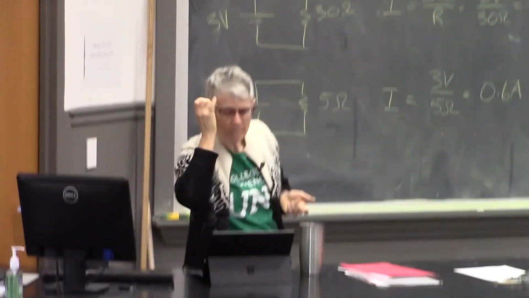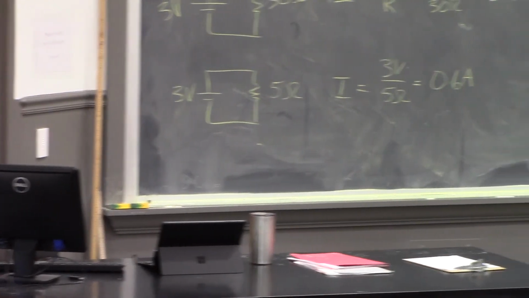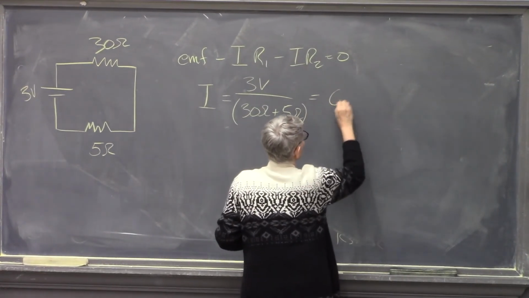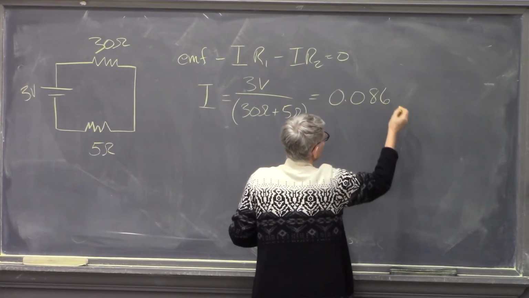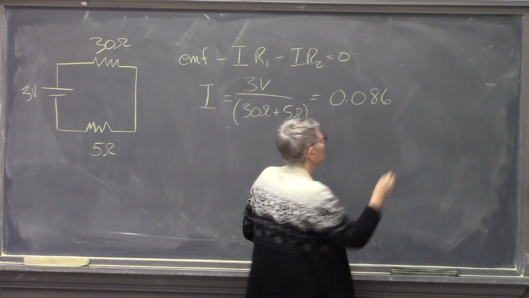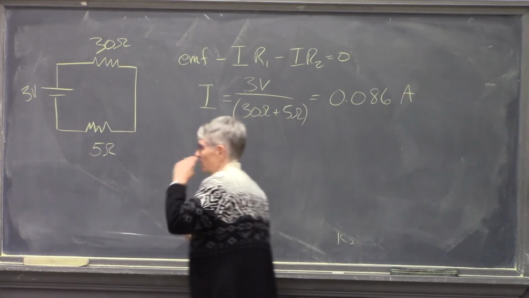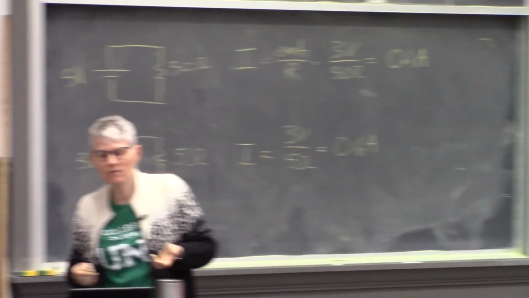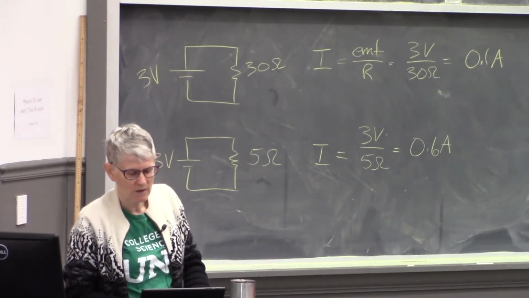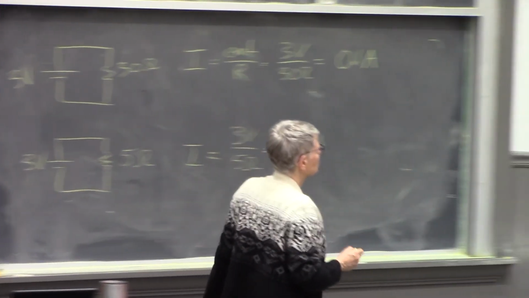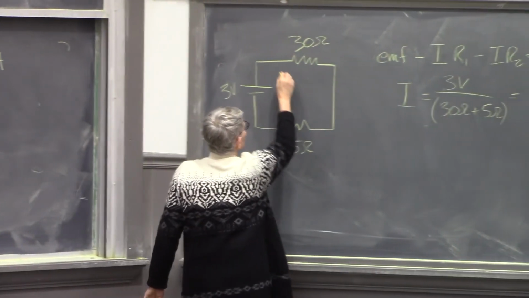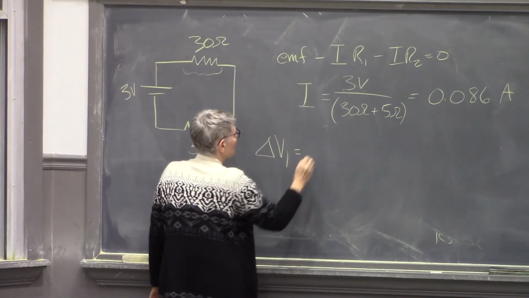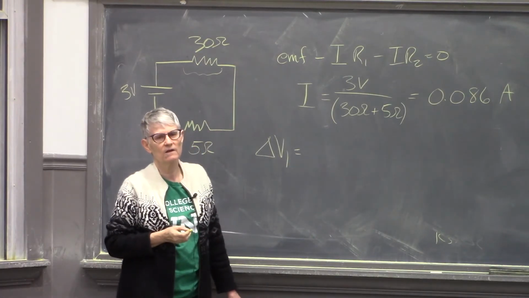Okay. So did anybody actually do this? It's going to be a little bit less than that, so it's going to be like 0.086 amperes. Sorry, ampere. Okay, so the total resistance in the circuit went up and the current went down. So what's the potential difference across this resistor? How would we calculate that?